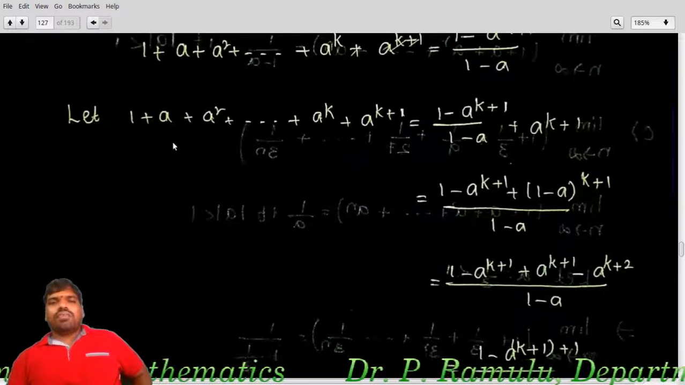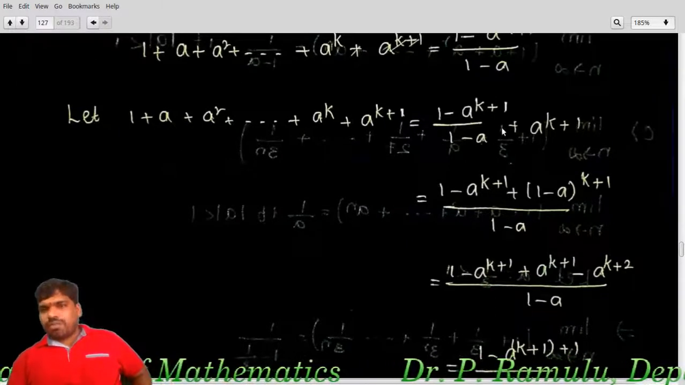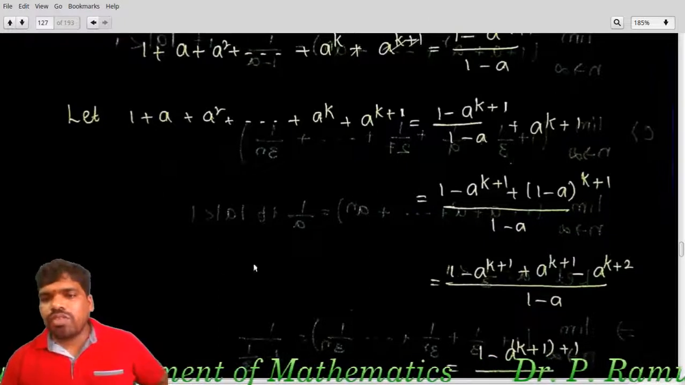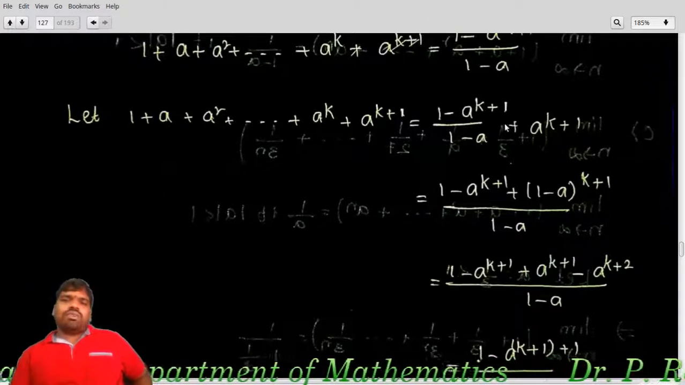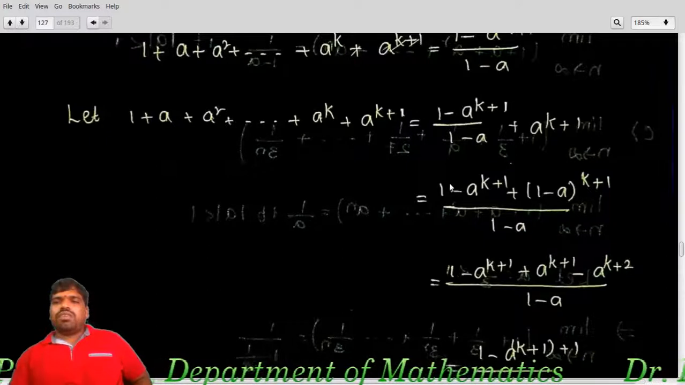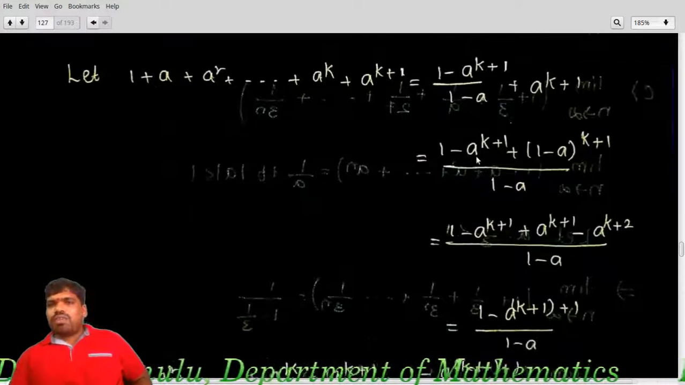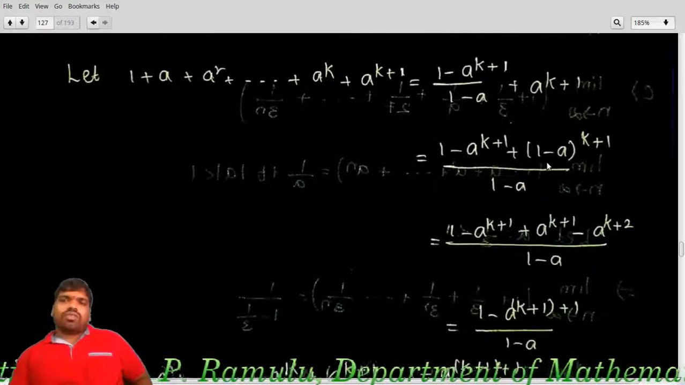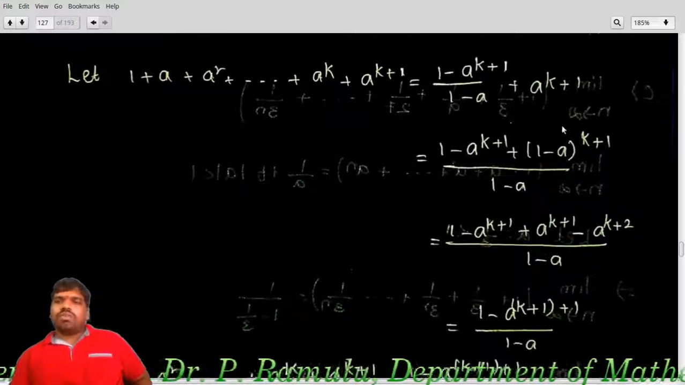Let us consider 1 plus a plus a power k, and I am adding a power k plus 1 to both sides. If I simplify this, we get (1 minus a power k plus 1) by (1 minus a) plus a power k plus 1. If I cross multiply, we get 1 minus a power k plus 1, plus (1 minus a) into a power of k plus 1.